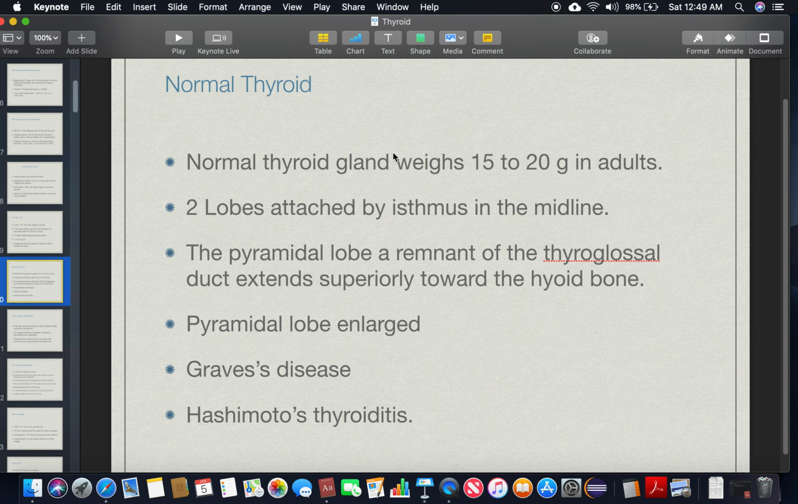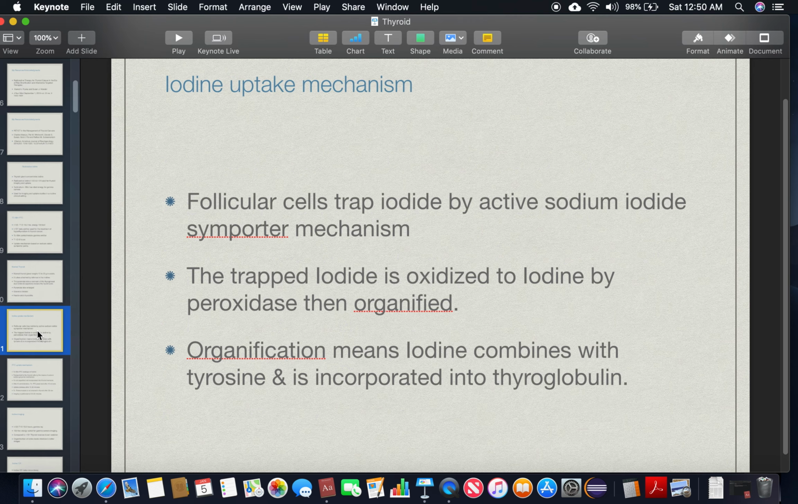Now, the normal thyroid gland weighs about 15 to 20 grams. The isthmus connects the two lobes. The pyramidal lobe is a remnant of the thyroglossal duct. The pyramidal lobe is enlarged in Graves' and Hashimoto's. Follicular cells trap iodine by this sodium iodide symporter mechanism. The trapped iodide is then oxidized to iodine by peroxidase, and then it is organified.